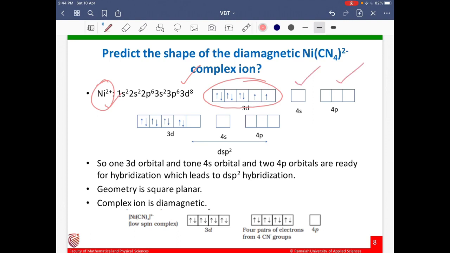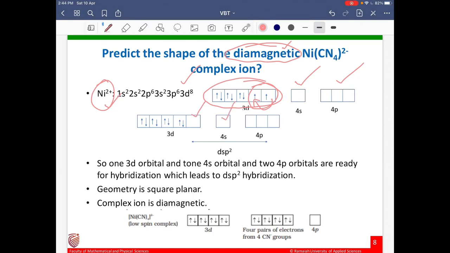Now we know that the magnetic property of this complex is diamagnetic, so there should not be any singly occupied orbitals, but we have 2 here. So in order to explain the diamagnetic nature properly, we know that an internal pairing happens inside the 3d orbitals. So 1 electron in the 3d orbital goes into the other singly occupied d orbital. Now we know that 1 d orbital is free, 1 4s orbital is free.